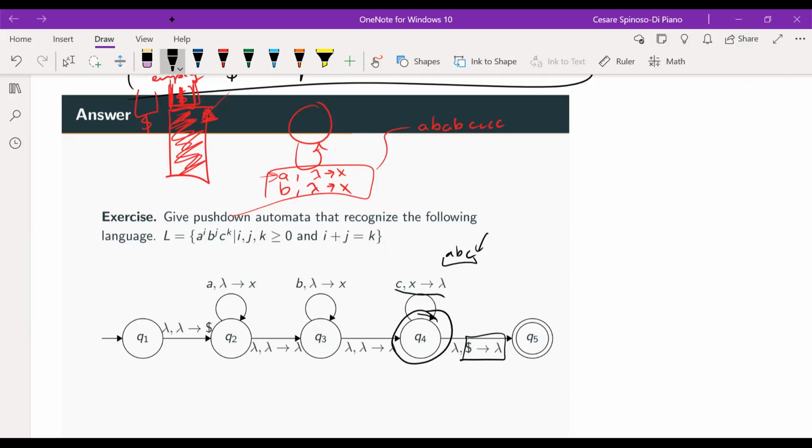And then what's that last transition doing? If you see a lambda on your input string, you replace the dollar sign in your stack with lambda, which is just popping the dollar sign. But you could also just keep the dollar sign, it doesn't matter. Oh, okay, got you. Sounds good. Thanks. No problem.